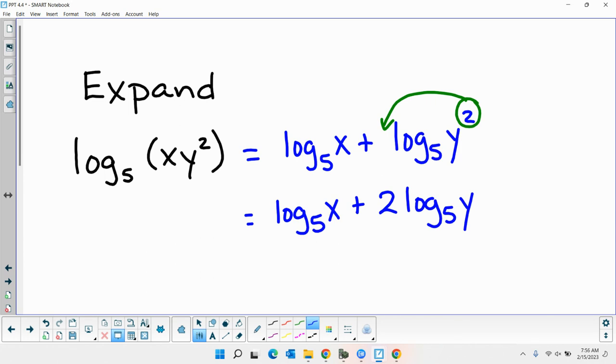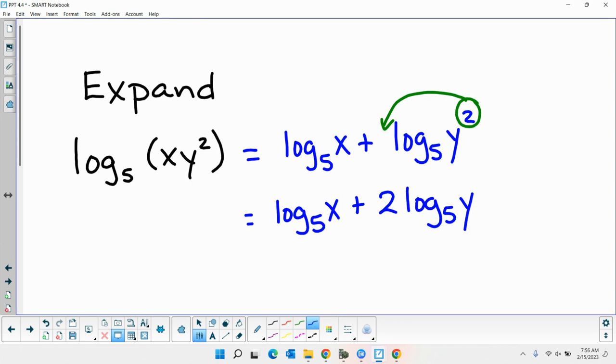So you want nothing but a variable here. Any exponents you turn into a number, or a coefficient in front of your log, to expand it. And that's as far as we can go. Now, sometimes when you do this, when you get a single log here, you might be able to simplify it.